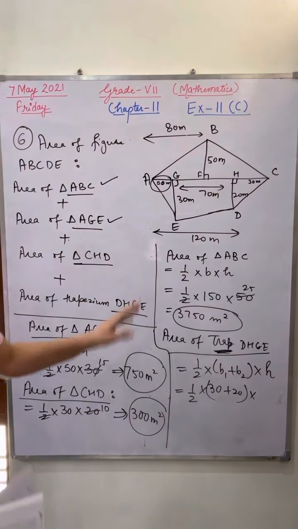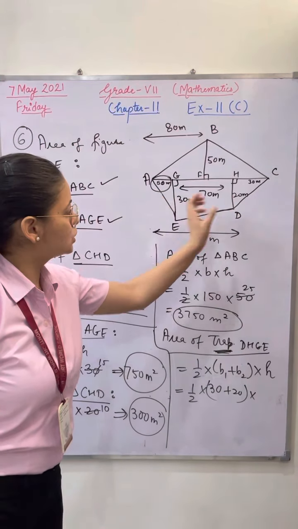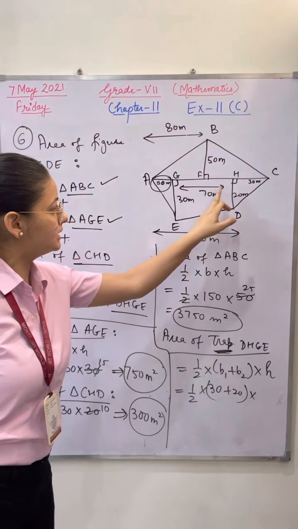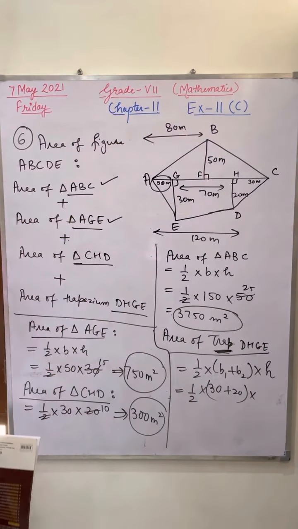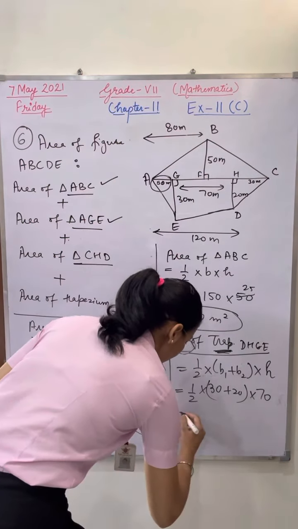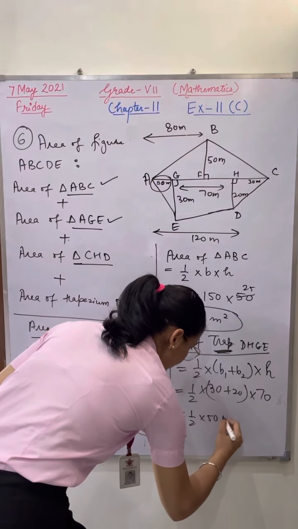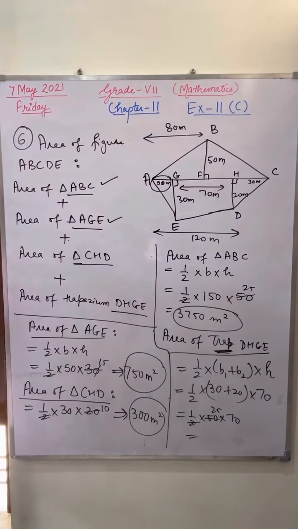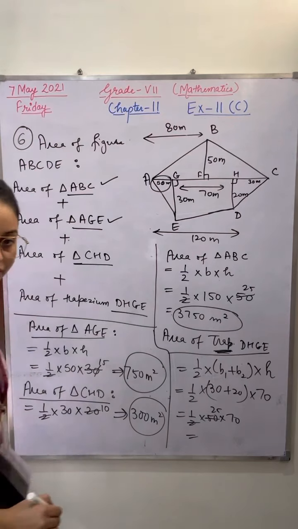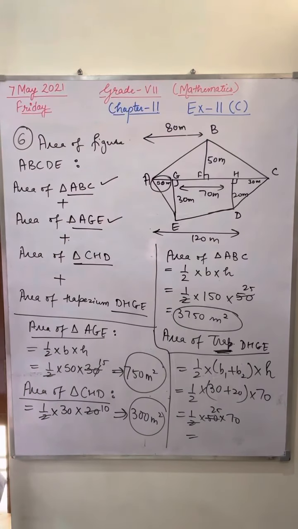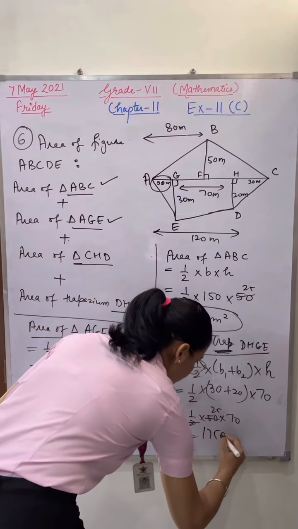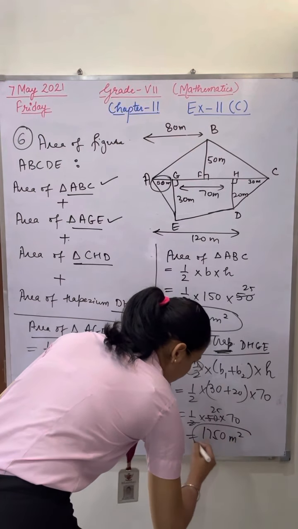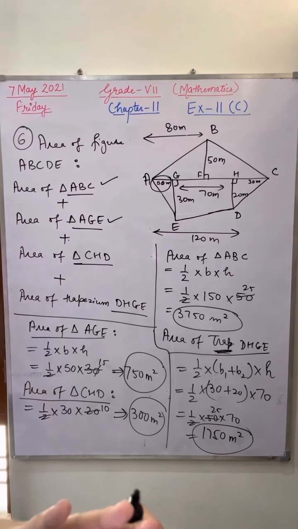From this complete 120, from A to H, you have to subtract AG. You will get 70, GH. So the height is 70. Now 1/2 into 50 into 70. You can cancel on 25. And the area of trapezium is how much? Yes, 1750. 1750 meters square.